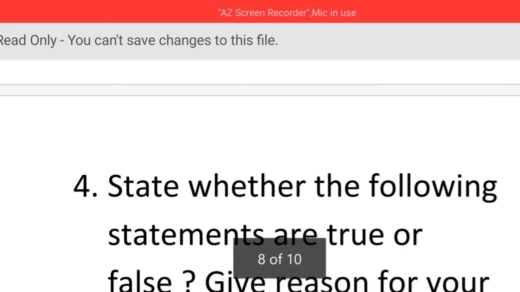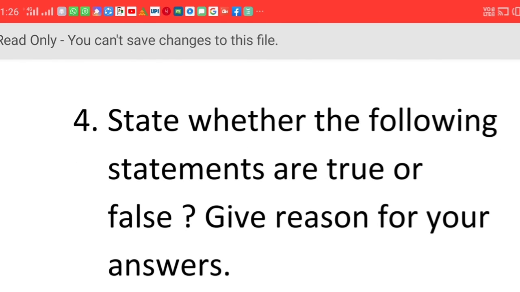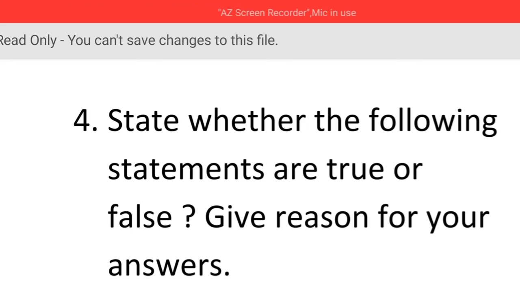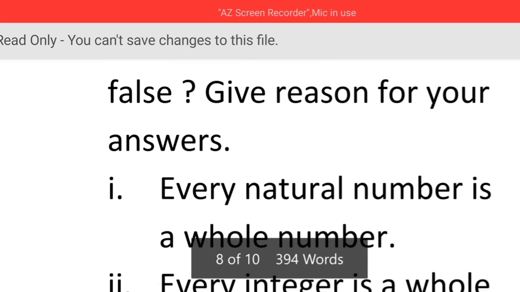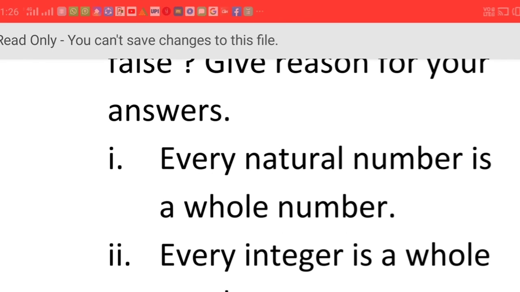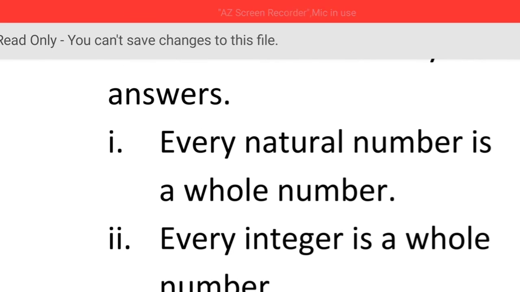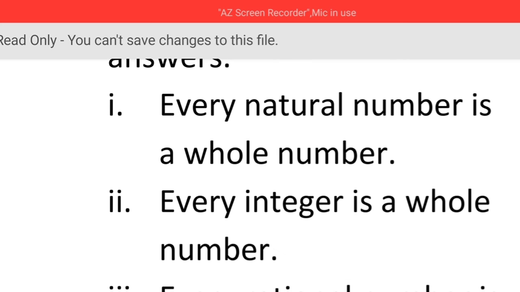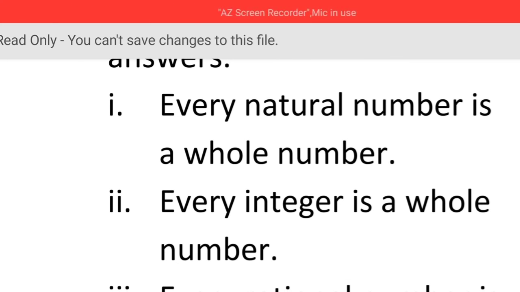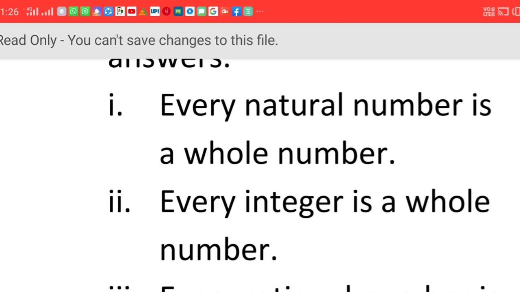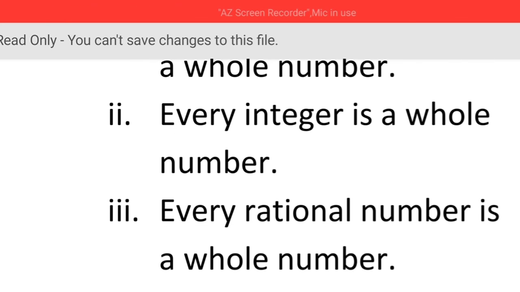Fourth, state whether the following statements are true or false and give a reason for your answers. First question, every natural number is a whole number. That is correct only. Second question is, every integer is a whole number. No, every integer is not a whole number. We can find the reason also. Third question is, every rational number is a whole number. No, every rational number is not a whole number.